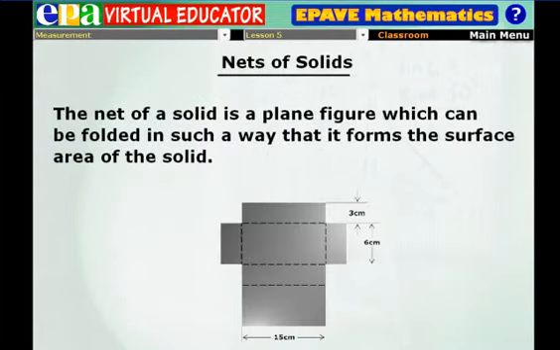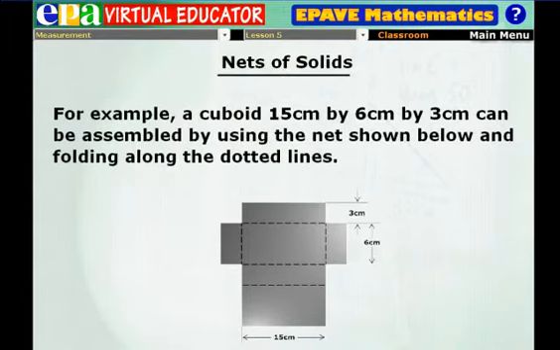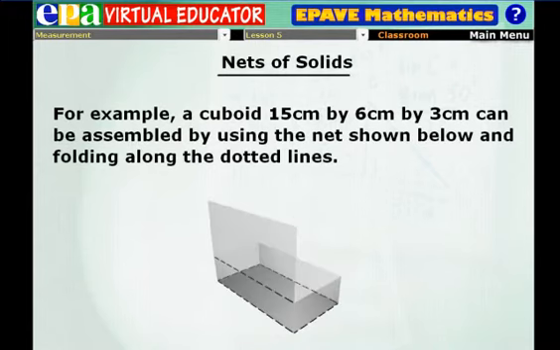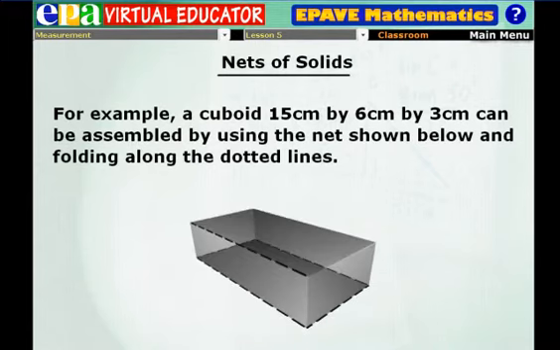The net of a solid is a plane figure which can be folded in such a way that it forms the surface area of the solid. For example, a cuboid 15 centimeters by 6 centimeters by 3 centimeters can be assembled by using the net shown below and folding along the dotted lines.